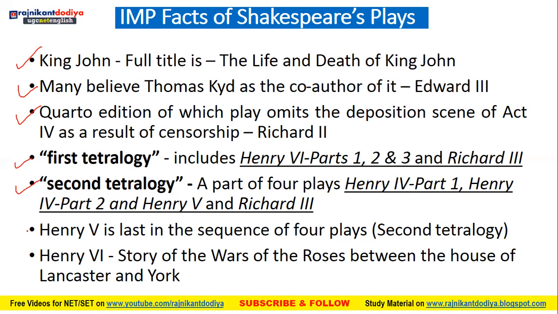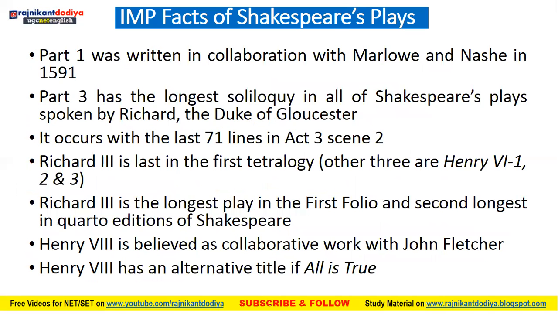In the second tetralogy, Henry V is the last play, and Henry VI is a story of the wars of the roses between the houses of Lancaster and York. That we have to remember. The story is narrated in Henry VI. Then Part One was written in collaboration with Marlowe and Nash in 1591. So Part 1 of Henry VI was written in collaboration with Marlowe and Nash, that we talked about. And Part 3 has the longest soliloquy in all of Shakespeare's plays, spoken by Richard, the Duke of Gloucester.